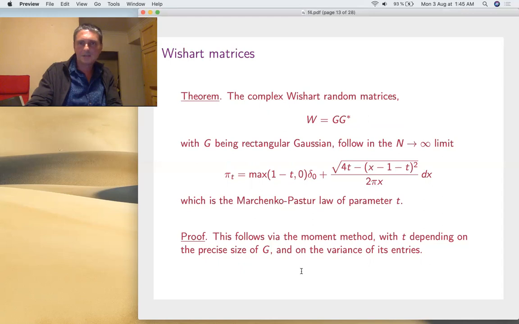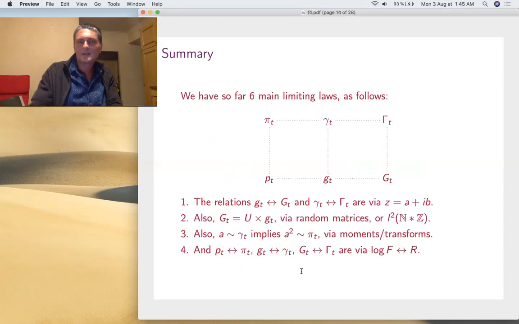So very nice. As a summary now, we have all these random matrix applications, but at the level of free theory, which makes classical and free probability correspond, what we have are six main limiting laws. We have here the discrete ones, Poisson and free Poisson, and then here the normal law and the Wigner semicircle law, and the complex normal law and the Voiculescu circular law.